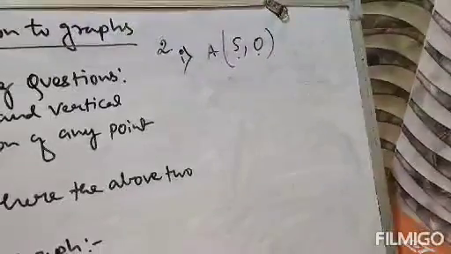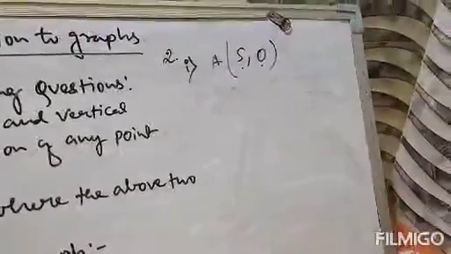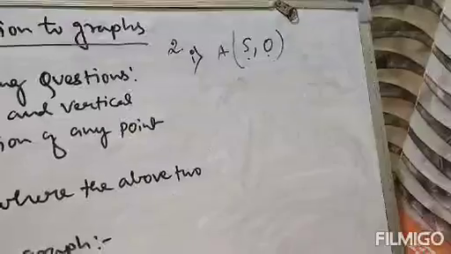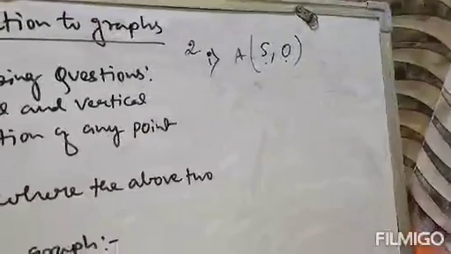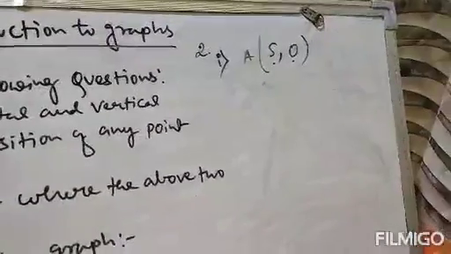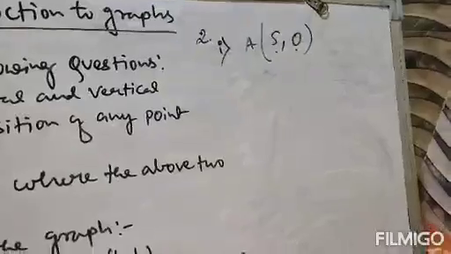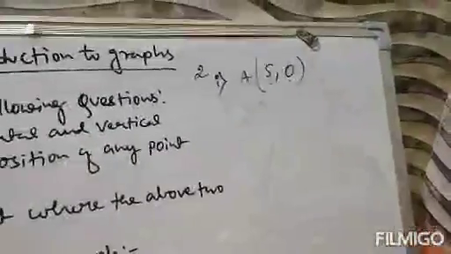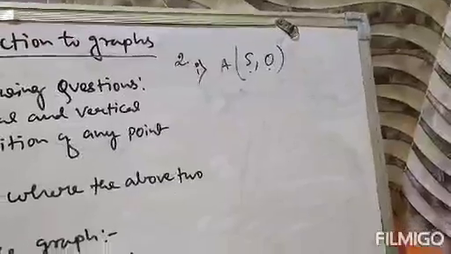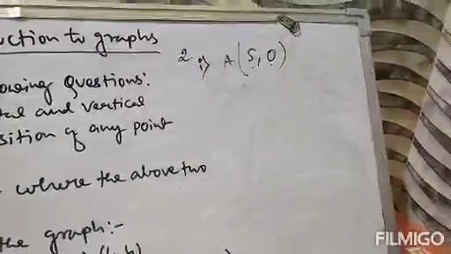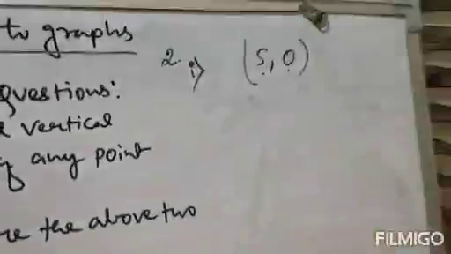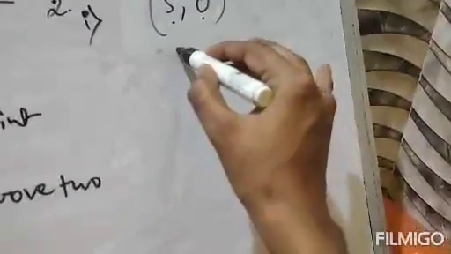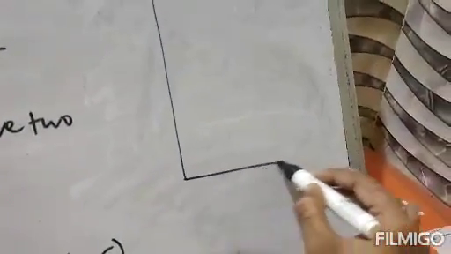So the position with respect to the x-axis is 5 and the position with respect to the y-axis is 0. The first one will be the positional value with respect to the x-axis, and the second one will be the positional value with respect to the y-axis. So the position with respect to the x-axis is 5 units and with respect to the y-axis is 0. Clear?